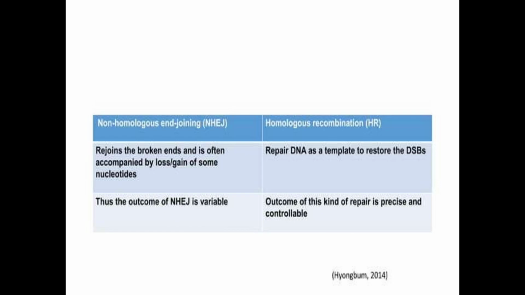Repair by non-homologous end joining, thus the outcome of NHEJ is variable. Whereas in homologous recombination, the DNA is repaired using a template to restore the double-stranded break. The outcome of this kind of repair is precise and controllable.